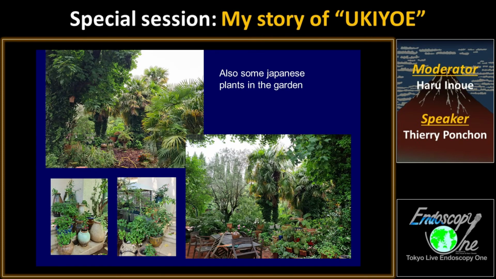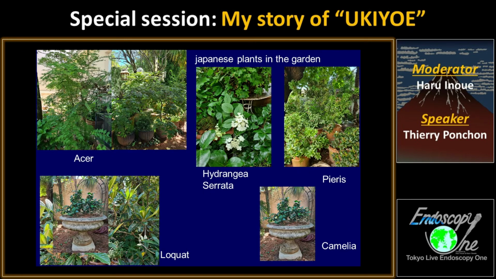And I also have some Japanese plants in my garden. These are some parts of my garden. It's more or less like a jungle, okay? But I have some plants from Japan, some Japanese acer, located here. I'm sorry, this is a camellia, of course, and this is Hydrangea serrata and Pieris. So Japanese plants are also very, very popular around the world, and I have some of them. I'm always interested in having Japanese plants in my garden.